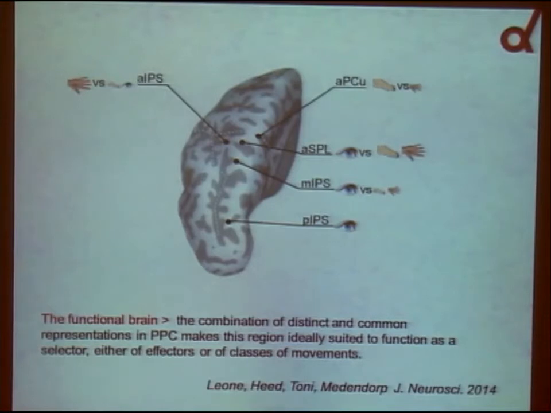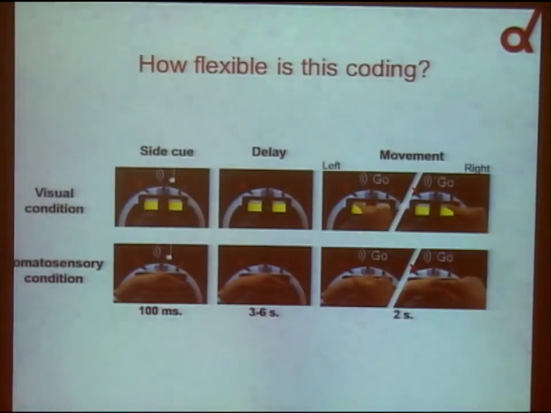Okay. How much time do I still have? Plenty? Okay, then the final point is how flexible is this coding? How can we now encode this information? How would the brain do that?